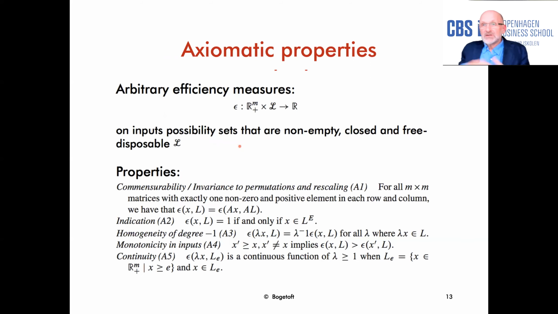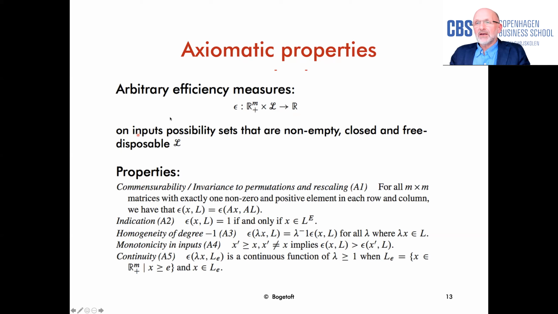If you want to discuss these measures in a more abstract sense, there's also some axiomatic theory about that. From a very abstract point of view, you can look at an efficiency measure as a mapping of an m-dimensional input vector and a technology into the real numbers. So a way of measuring efficiency is a way that, once you have an input vector and a technology, you can summarize the performance of that input vector in that technology into one single number. Okay.